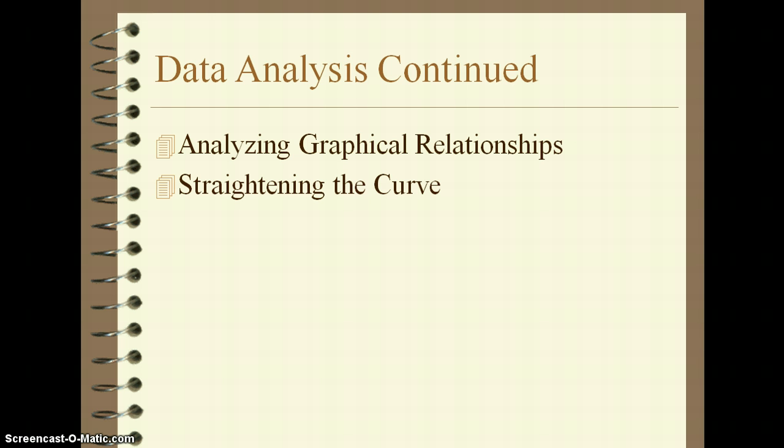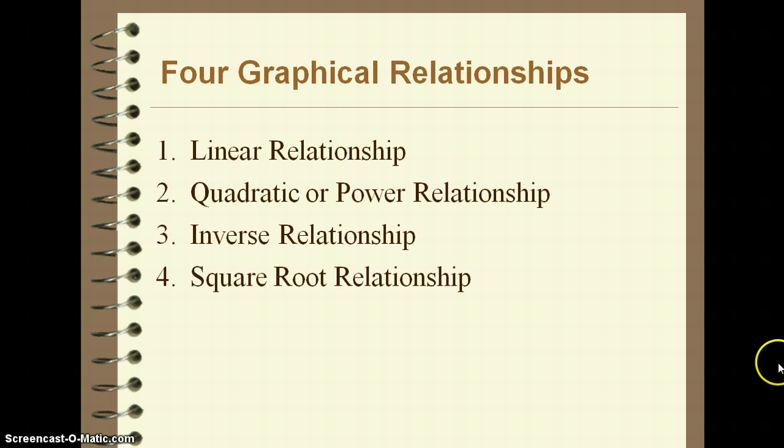So the 2 points today are analyzing graphical relationships and straightening the curve. There are 4 graphical relationships: a linear relationship, quadratic or power relationship, inverse, and square root. These 4 relationships are what you normally see, and we try to use what we know about these relationships to identify an equation or some type of general rule that will fit our data.